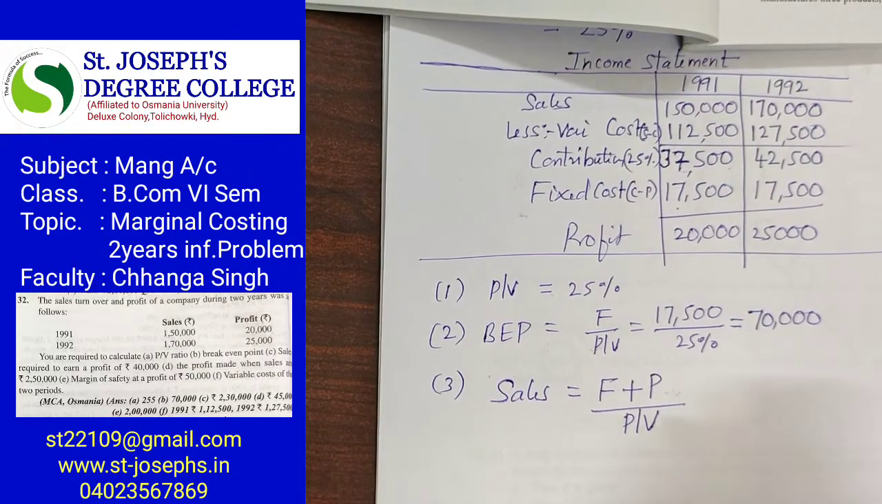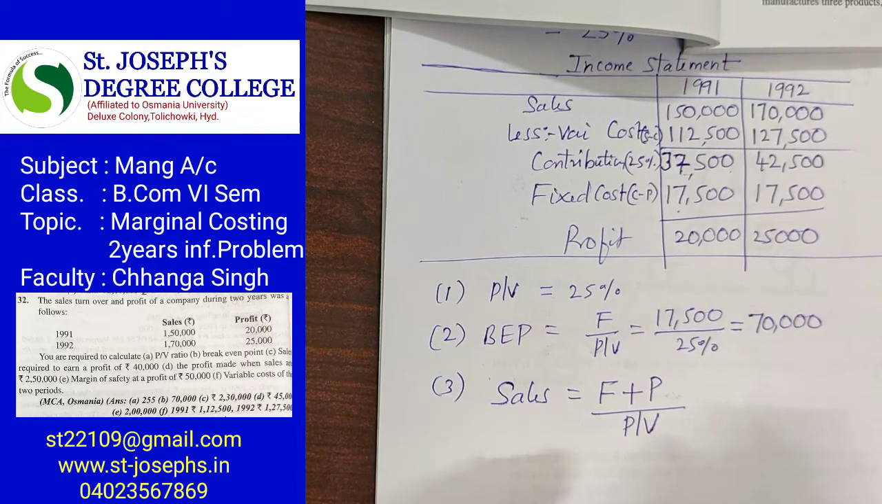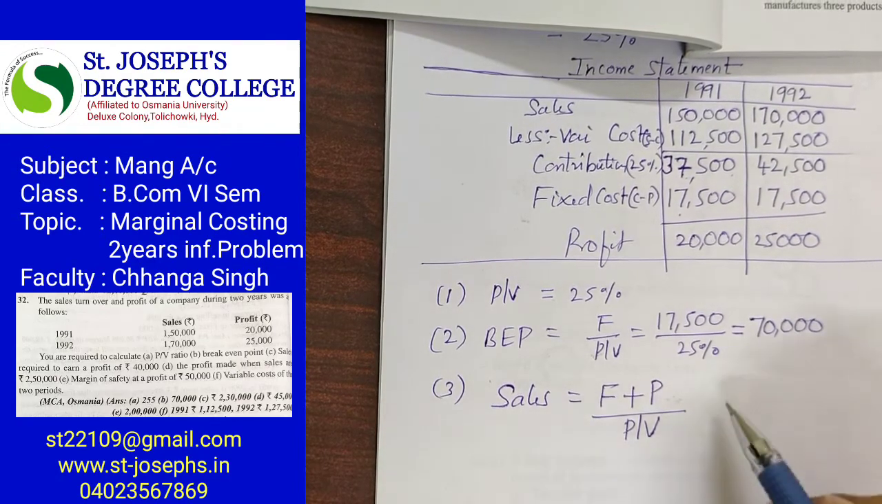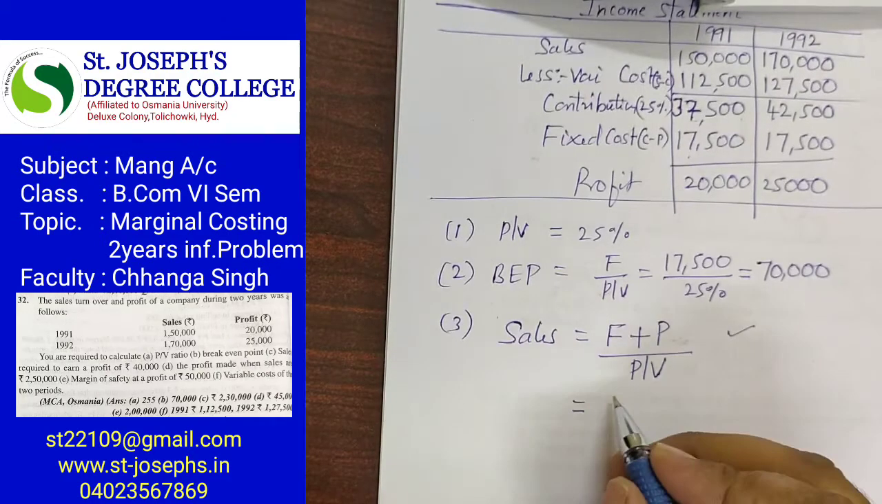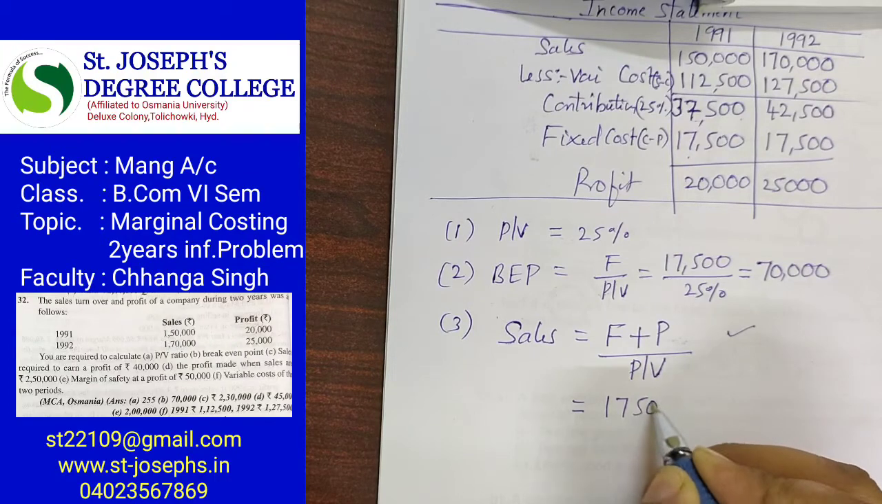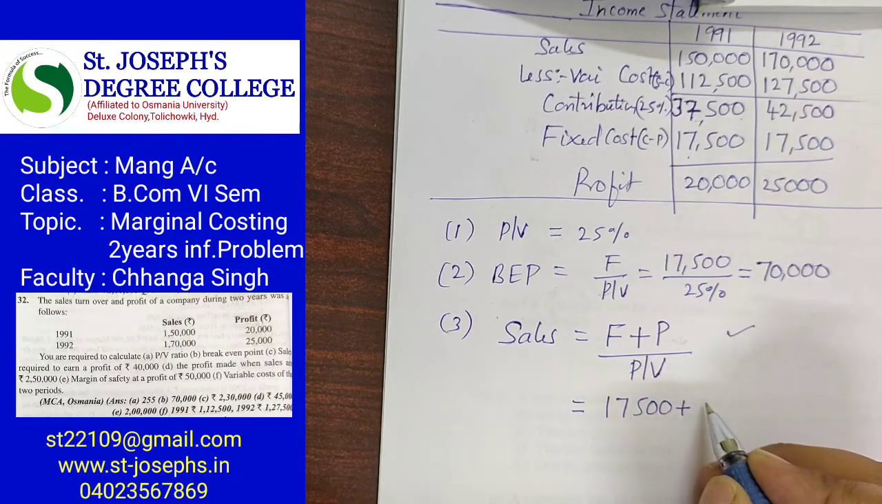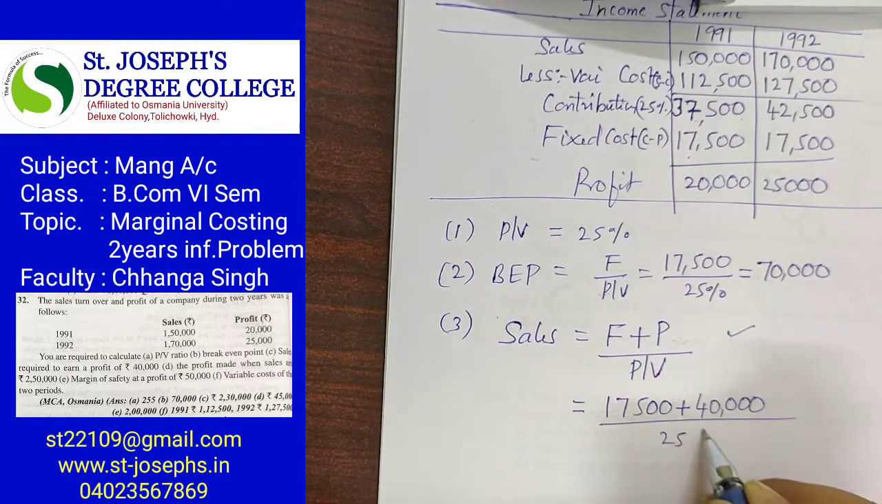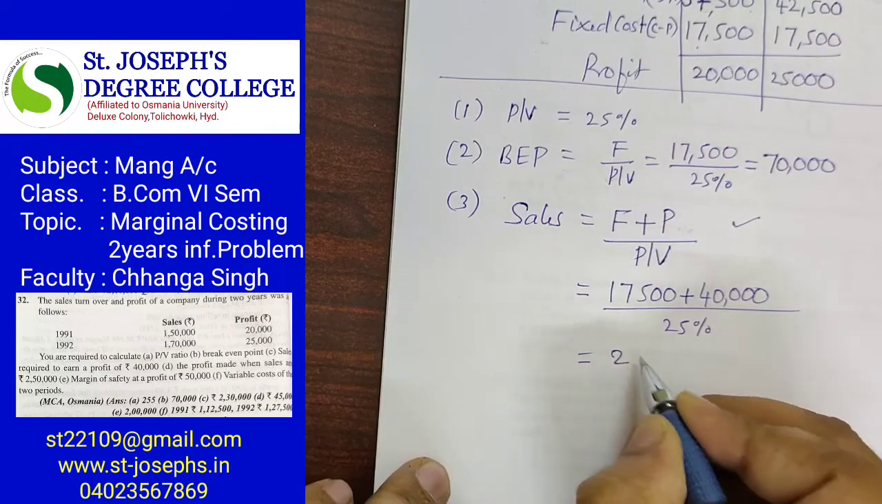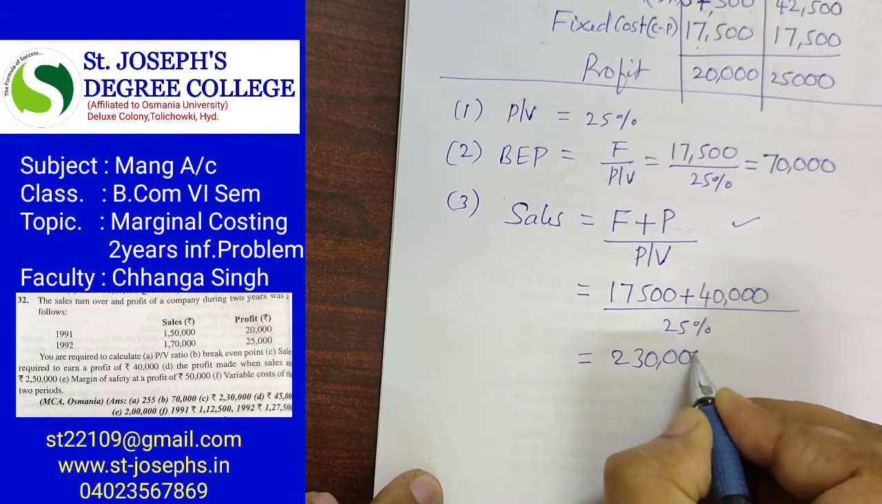Next thing is sales required to earn a profit of 40,000. For that we have to use this formula. Sales we don't know, we are supposed to calculate it. Fixed cost we know, 17,500. Profit is mentioned, desirable profit is 40,000, and PV ratio 25%. Let's calculate it. 2,30,000.